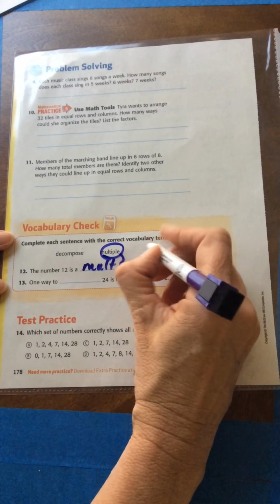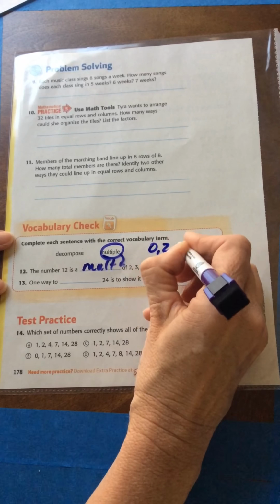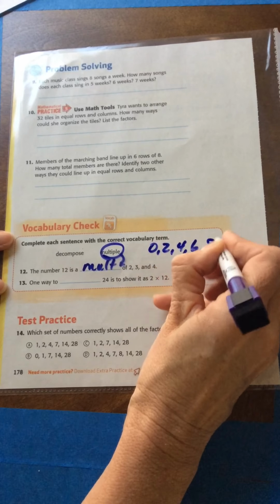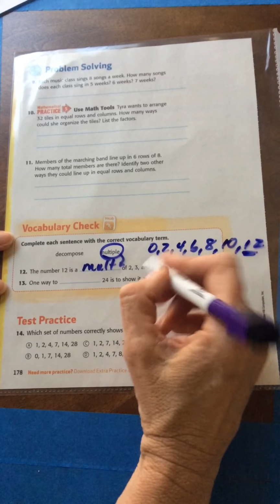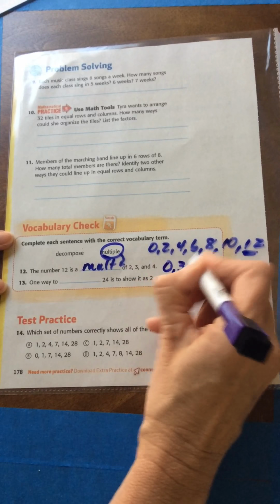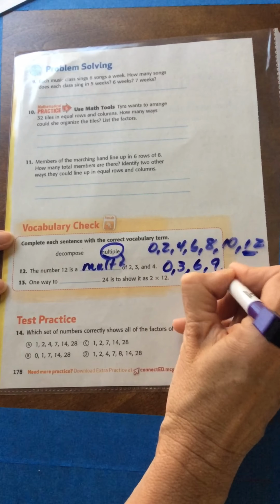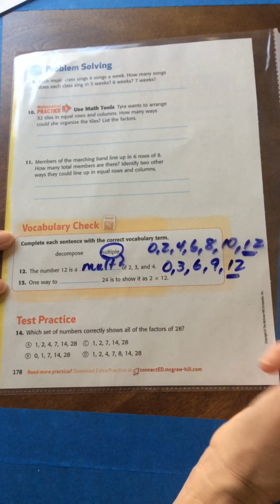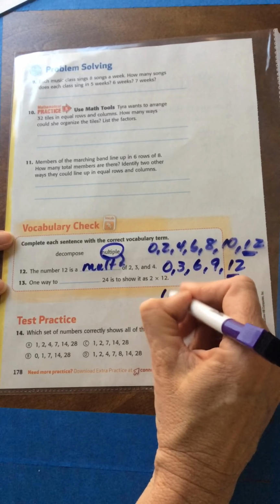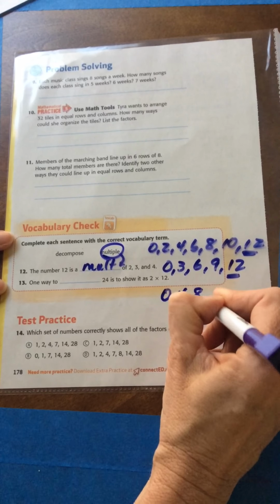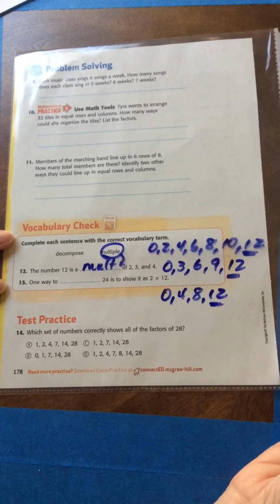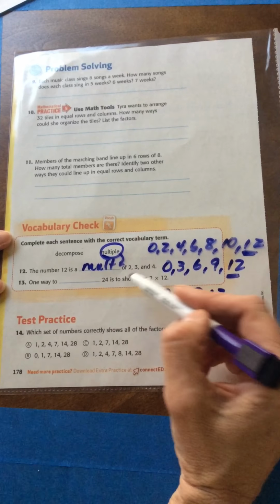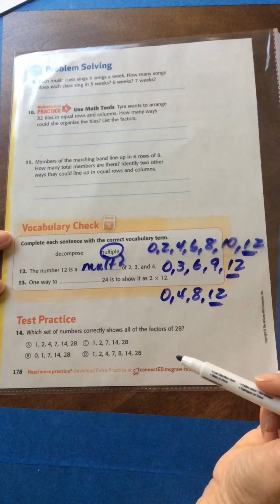So basically, if I was counting by 2s, I would get to 12. If I was counting by 3s, I would get to 12. And if I was counting by 4s, I would get to 12. So 12 is a multiple of 2, 3, and 4.